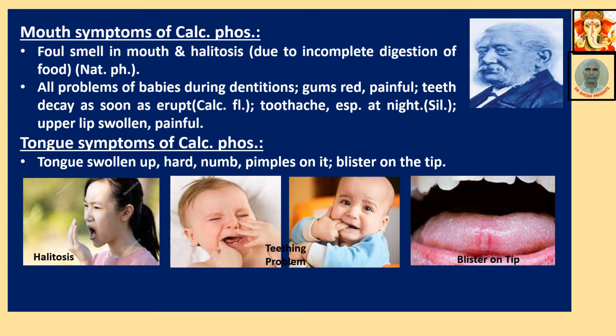Mouth symptoms of Calcarea Phos: foul smell in mouth and halitosis due to incomplete digestion of food. It is also there in Natrum Phos. All problems of babies during dentition, gums red, painful, teeth decay as soon as they erupt, Calcarea Fluor. Also this symptom is there. Toothache, especially at night, Silicea is there. Upper lip swollen, painful. Tongue symptom of Calcarea Phos: tongue swollen, hard, numb, pimple on it, blister on the tip. Just look at the images related to this discussion. Mind it, halitosis actually means bad breath.